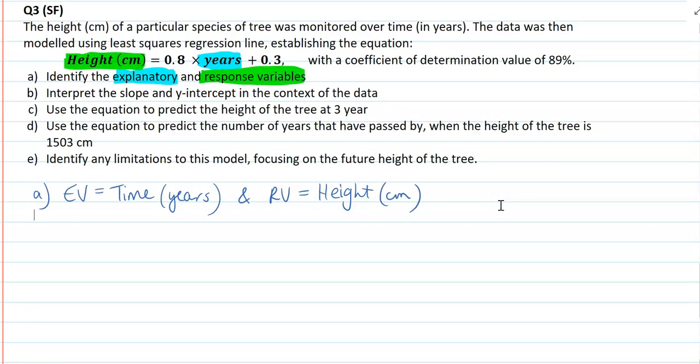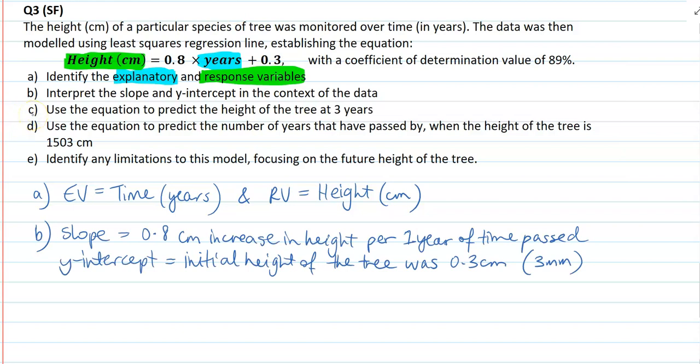Second part of the question wants us to interpret the slope and y-intercept in the context of the data. So if we look at the slope value, that's 0.8, and thinking about the meaning of that, that's looking at the fact that over time, the height of the tree will increase by 0.8 centimeters per 1 year that's elapsed. In terms of the y-intercept, remember the y-intercept is the beginning or initial value. So for this model, our tree started at a height of 0.3 centimeters, which if you think about is 3 millimeters tall. Okay, part C and D is where we're using our model equation to make predictions.